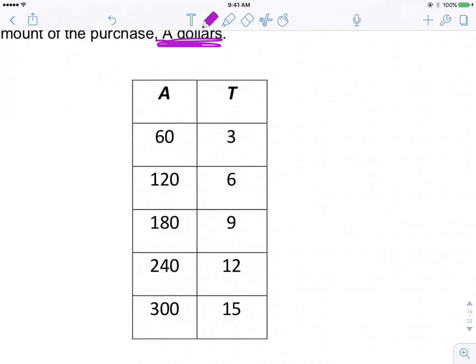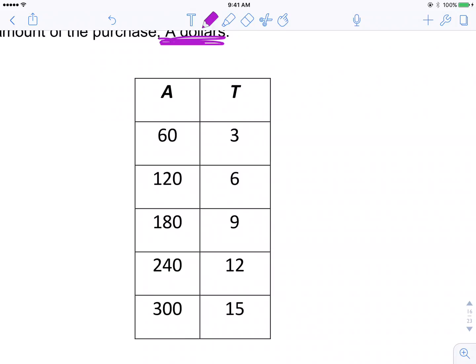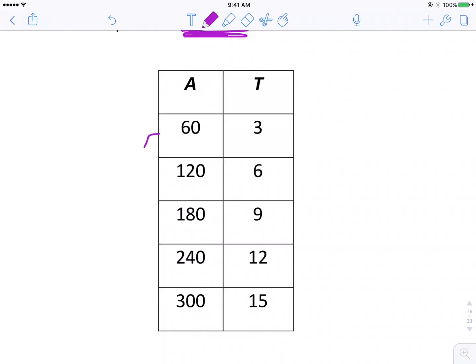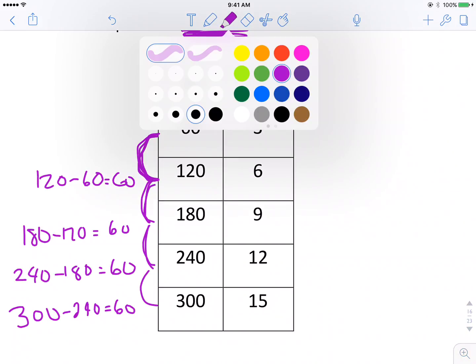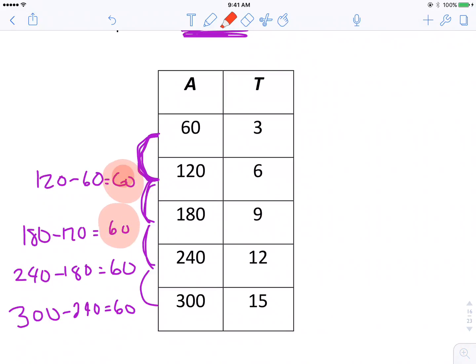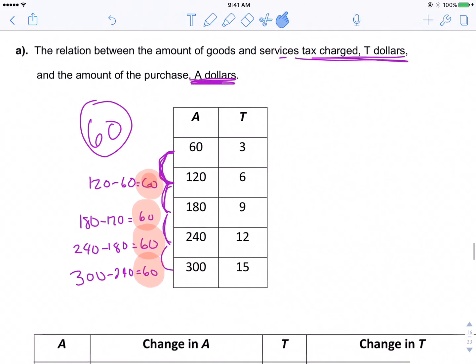And here's our table. To quickly determine whether a table represents a linear relation or not, you look at the difference between each of the values for first the independent and second the dependent variables. The difference between our first and second terms is 120 minus 60, or 60, and then our second and third, 180 minus 120, is equal to 60. 240 minus 180 is equal to 60, and 300 minus 240 is equal to 60. So you can see that there is a constant change. The difference between each of these terms in our independent variable list is exactly the same, and that value is 60.